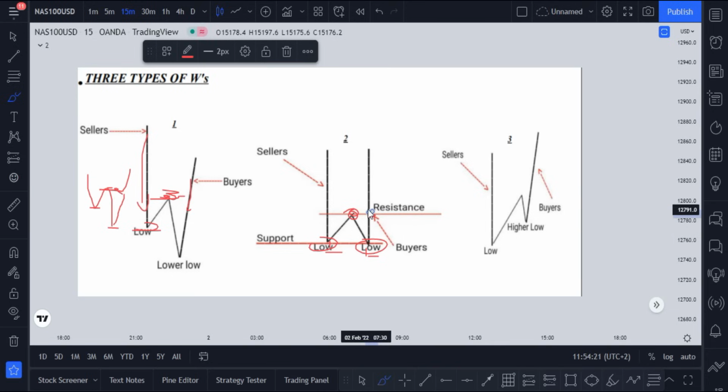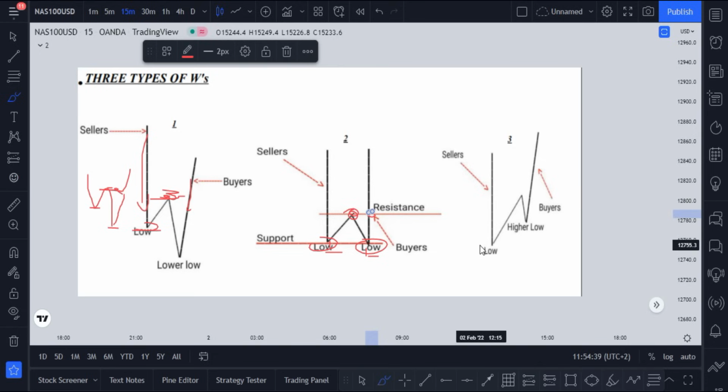So when we push past that level over there, that's when we have a confirmed W formation, and that is when we are looking to join the buyers on this move, right? And that brings us to our last but definitely not the least type of the W formation, which is this one over here that you can see.